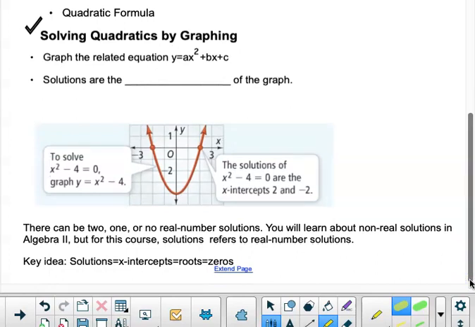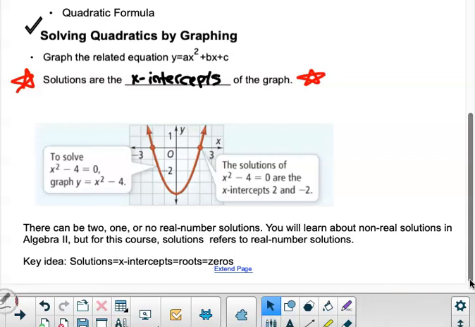When you are solving, you're looking for the zeros, which means you want to know what x inputs give me an output of 0. What numbers do I have to plug in for x in order for y to be 0? So here's something that's super important. This is what we're doing here. When you solve by graphing, solutions are the x-intercepts of the graph.